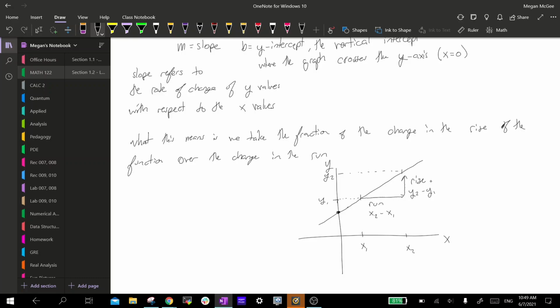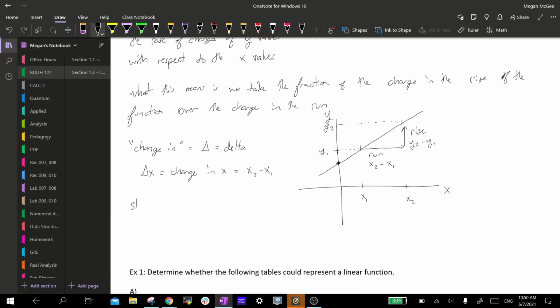Okay, so we also use the phrase change in, okay? We can write this as this little triangle symbol, which is actually the Greek letter delta. Okay, so if we wrote delta x, that means the change in x, or x2 minus x1. Those all mean the same thing, okay?